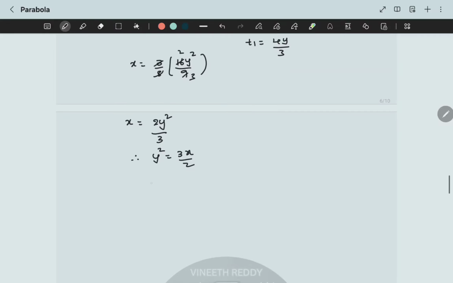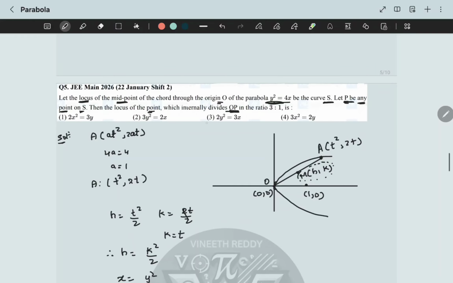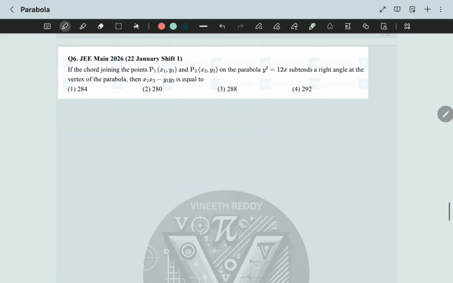Okay, let me rearrange this. 2y square equals 3x should be the final answer. Do we have an option 2y square equals 3x? Yes, option 3 is correct. That's it. Now let us go to the next question, dear students.